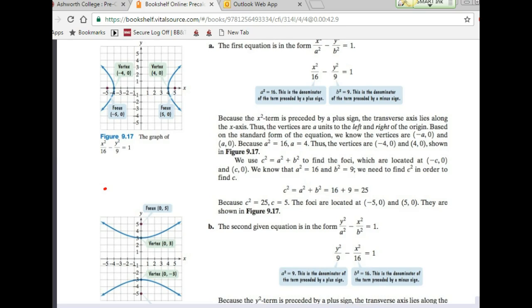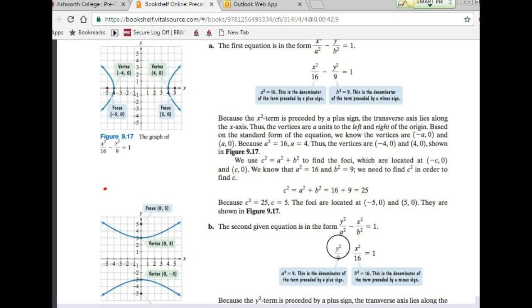Now, when I have that, that means that my foci is located at 5, 0 and at negative 5, 0, which is what they're trying to state right here. All right? Now, in the second equation, we have the y squared first in general form, which means that it's going to be an up and down parabola because the y was given first. Now, that means the number under that happened to be 9. That means we're going to go up 3 from the center and we're going to go down 3.